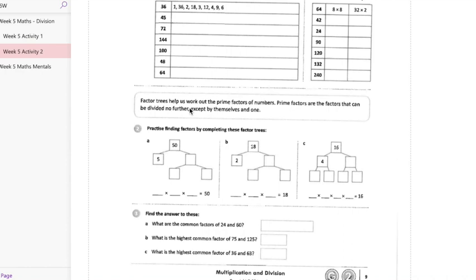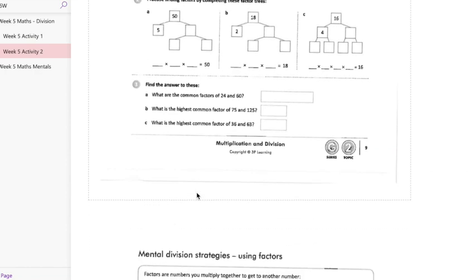Then, factor trees help us work out the prime factors of numbers. Prime factors are those factors that cannot be divided any further, except by themselves and 1. So, 50 and 5. 5 is our prime factor. It cannot break down any smaller. But there is another number here that has helped us go 5 into 50. So that's going to give us that answer there and break that down further. Then we're going to complete our equation at the bottom. Find the answer to these.